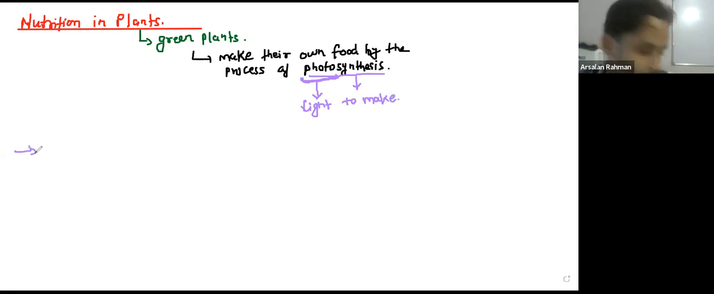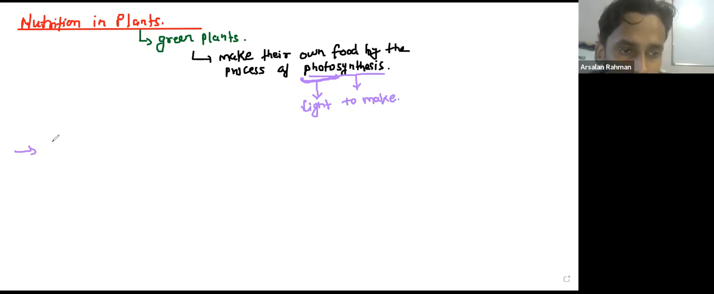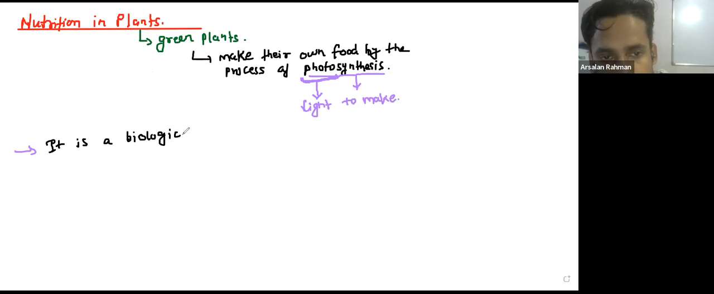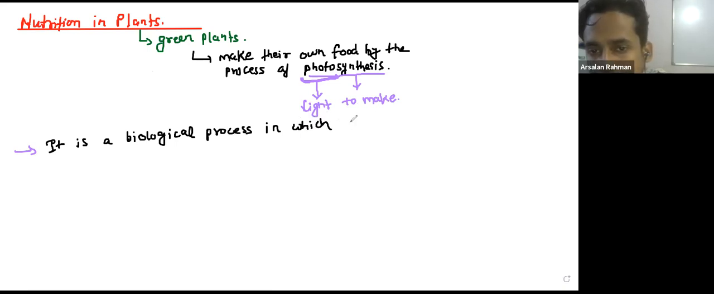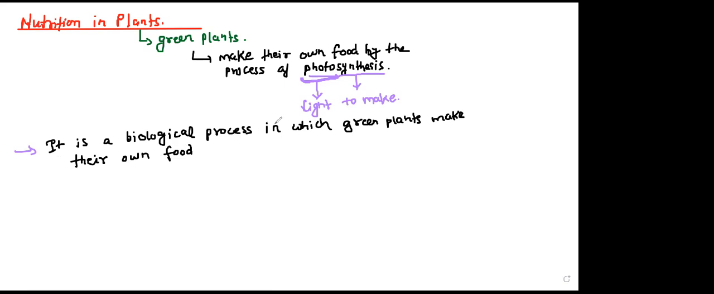Let's define photosynthesis. Just give me a second. It is a biological process. Biological process means happening in the living system, in the living body. It is a biological process in which green plants make their own food with the help of what? Sunlight. Okay, with the help of sunlight.